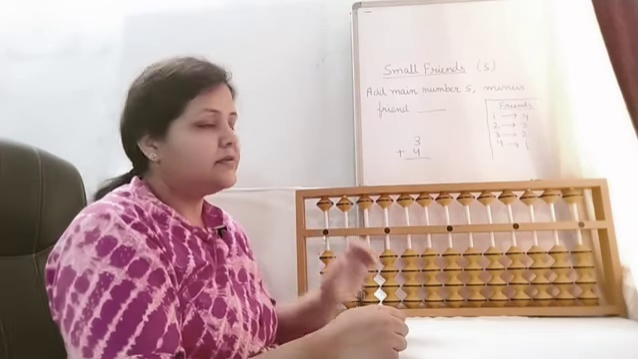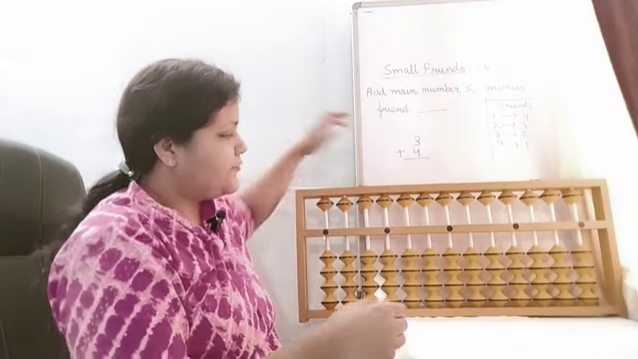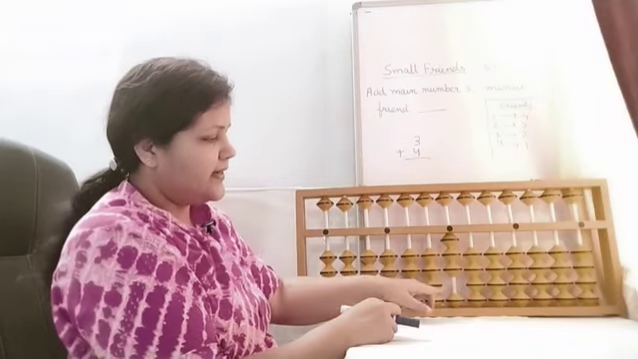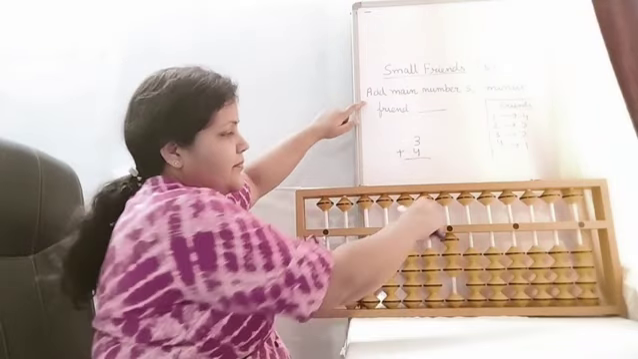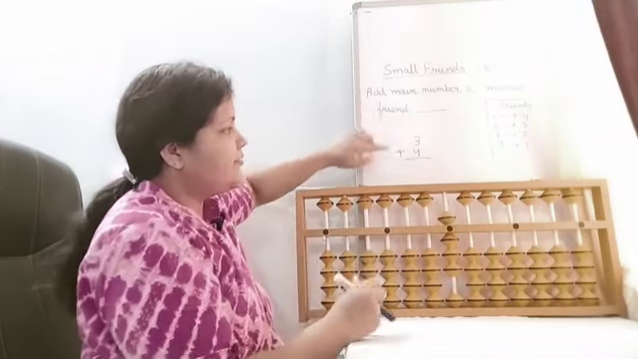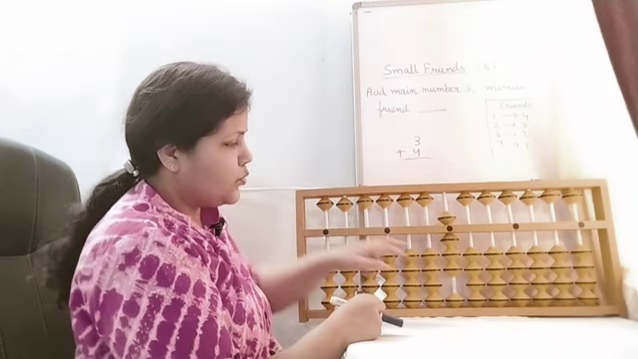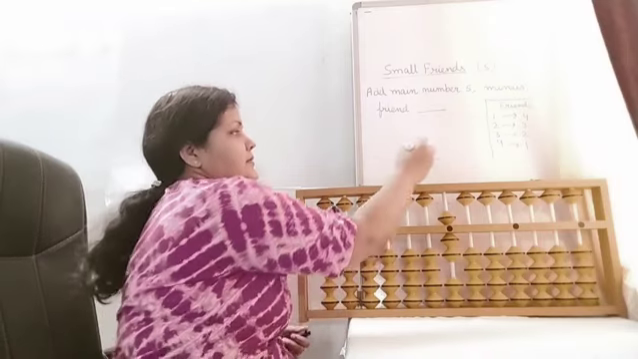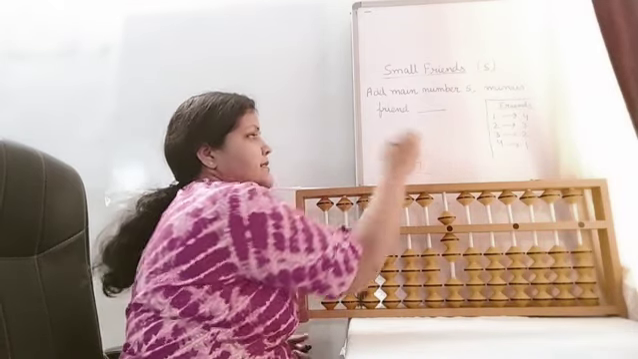One more example. 3 plus 4. We have 3. We cannot add 4 directly. So we'll use the formula: add the main number 5 minus friend. Friend of 4 is 1. So we'll minus 1. Answer is 7. So 3 plus 4 is 7.